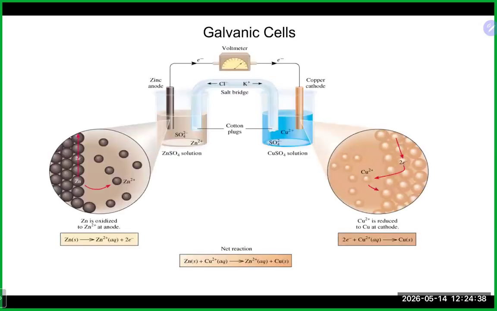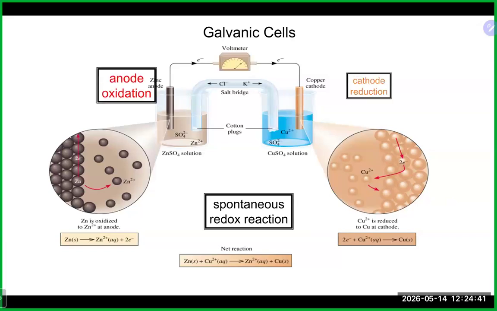All right, so let's get into really what this chapter is going to be about, and this is galvanic cells. And galvanic cells are basically redox reactions that are occurring.